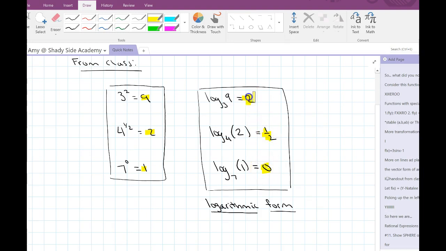Okay, so a lot of times when you read this as log base 3 of 9 or log base 4 of 2 or log base 7 of 1, the narrative you should be telling yourself in your head is the exponent that the base 3 is raised to yield 9 equals 2. Okay, the word logarithm actually has its root in exponent of. So the exponent that 3 is raised to get 9 is 2. The exponent that 4 is raised to yield 2 is a half.